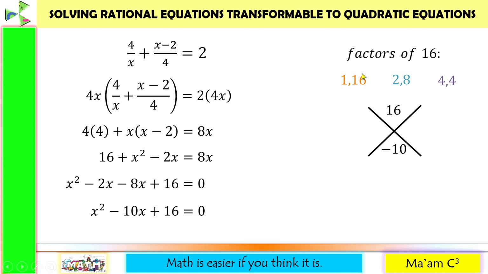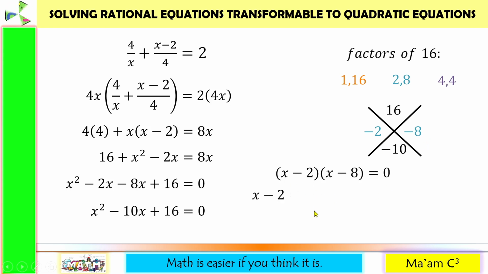Let us decide which among these factors will give us negative 10 as a sum. That is possible when we choose 2 and 8 as our factors. Since our product is positive, it is either both of the factors are positive or both are negative. Since the sum is negative 10, then both 2 and 8 are negative. So our factors are x minus 2 and x minus 8.